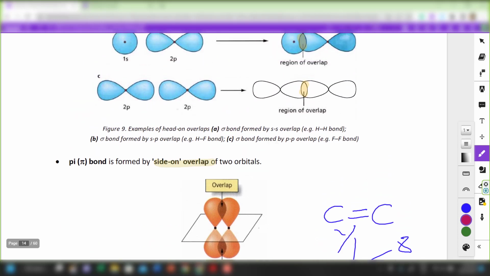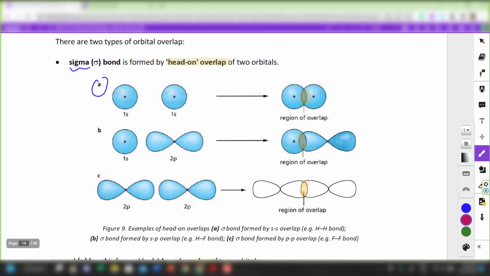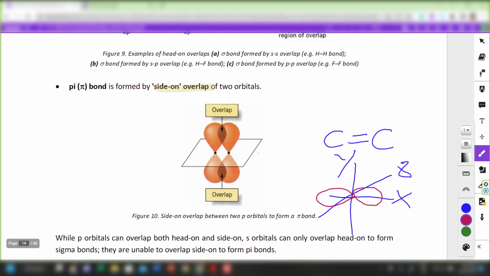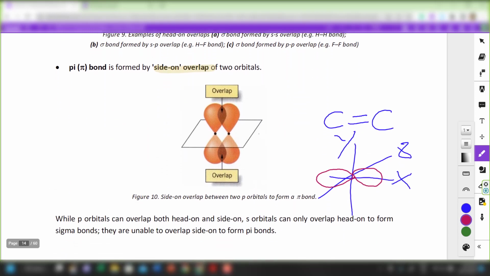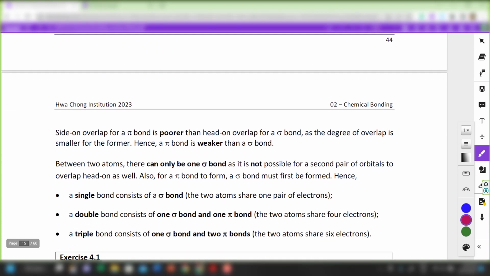There is also another way for you to describe the formation of a sigma bond. If you don't like the word head-on, you can describe it as end-on overlap. You read certain textbooks, they might mention end-on overlap to describe the formation of sigma bonds. But a pi bond in most cases is described as side-on overlap. So you need to be familiar with the terms.